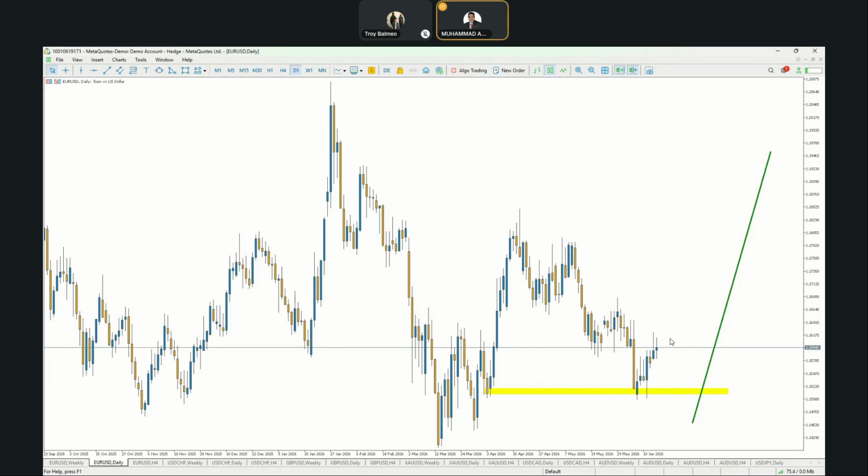The softer inflation reading reduced expectations that the Federal Reserve would need to maintain restrictive monetary policy for an extended period, leading to broad US dollar weakness. Now, why did Euro USD move up? What's the reason? Several factors contributed to the bullish move in Euro USD. Lower than expected core CPI reduced inflation concerns. Markets increased expectations for potential Federal Reserve rate cuts. US Treasury yields softened after the release.